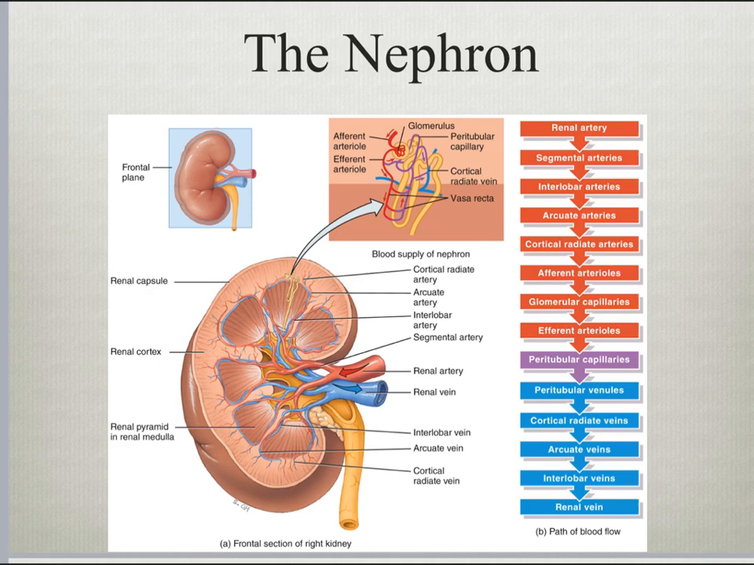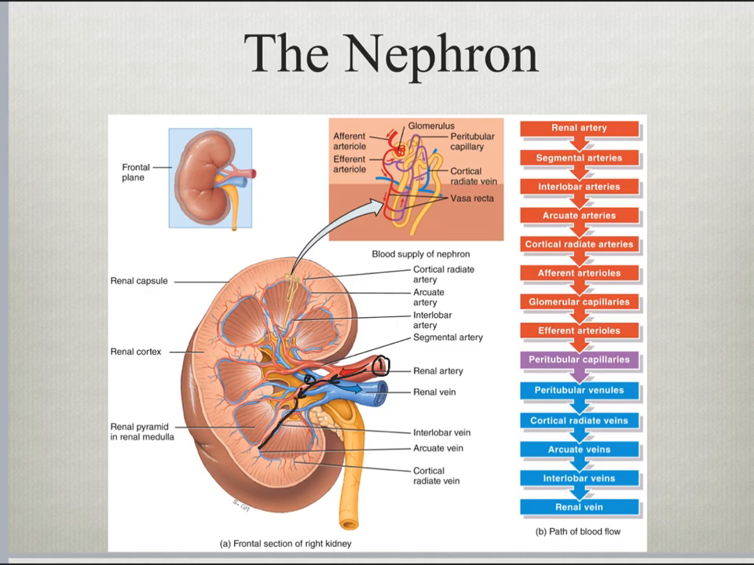So if we're going to talk about how blood moves to the kidney, through the kidney, and then back out, we're going to start right here. We'll mark it number 1, our renal artery. Blood's going to come in, pass through the hilum, and reach this portion right here. Mark it number 2. This is going to be our segmental artery.